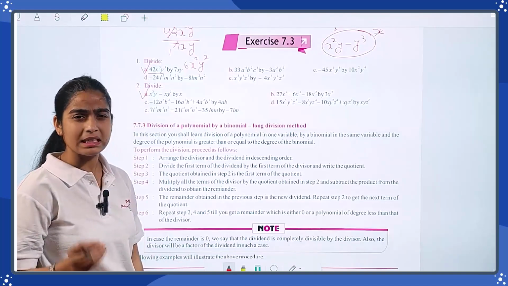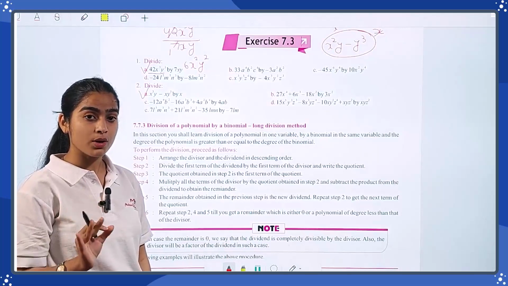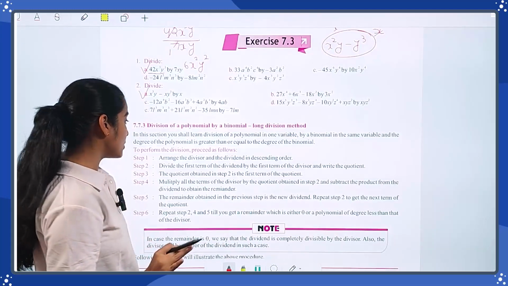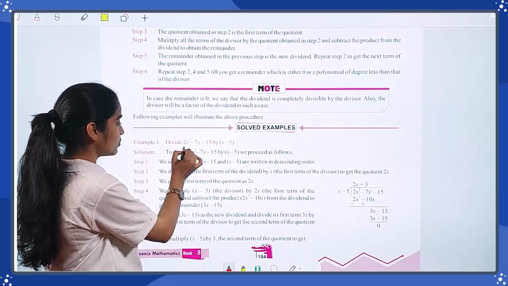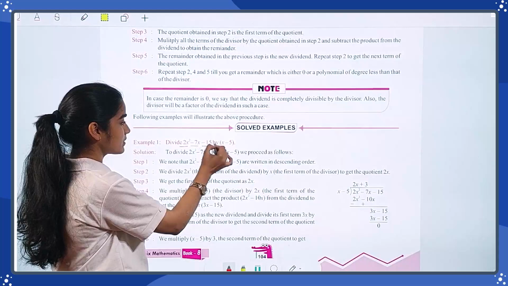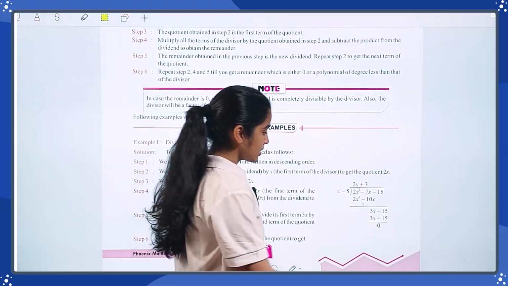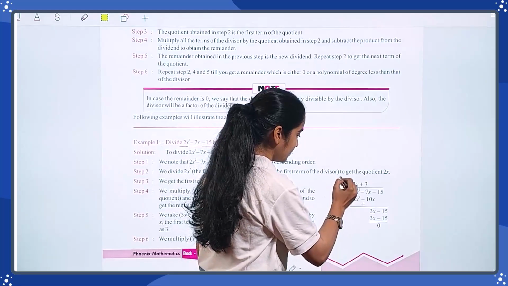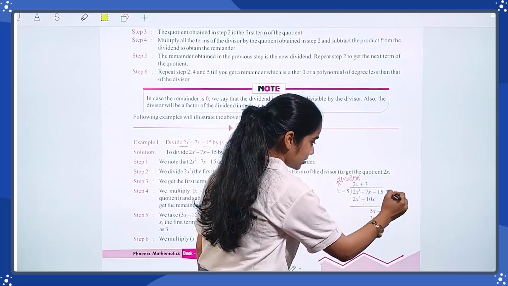In the long division method, there is a little bit of a confusing part, but if you put your attention here, then you are able to solve your questions. So let's move forward to your question. This is your question: 2x square minus 7x minus 15 divided by x minus 5. This is your divisor and this is your dividend.